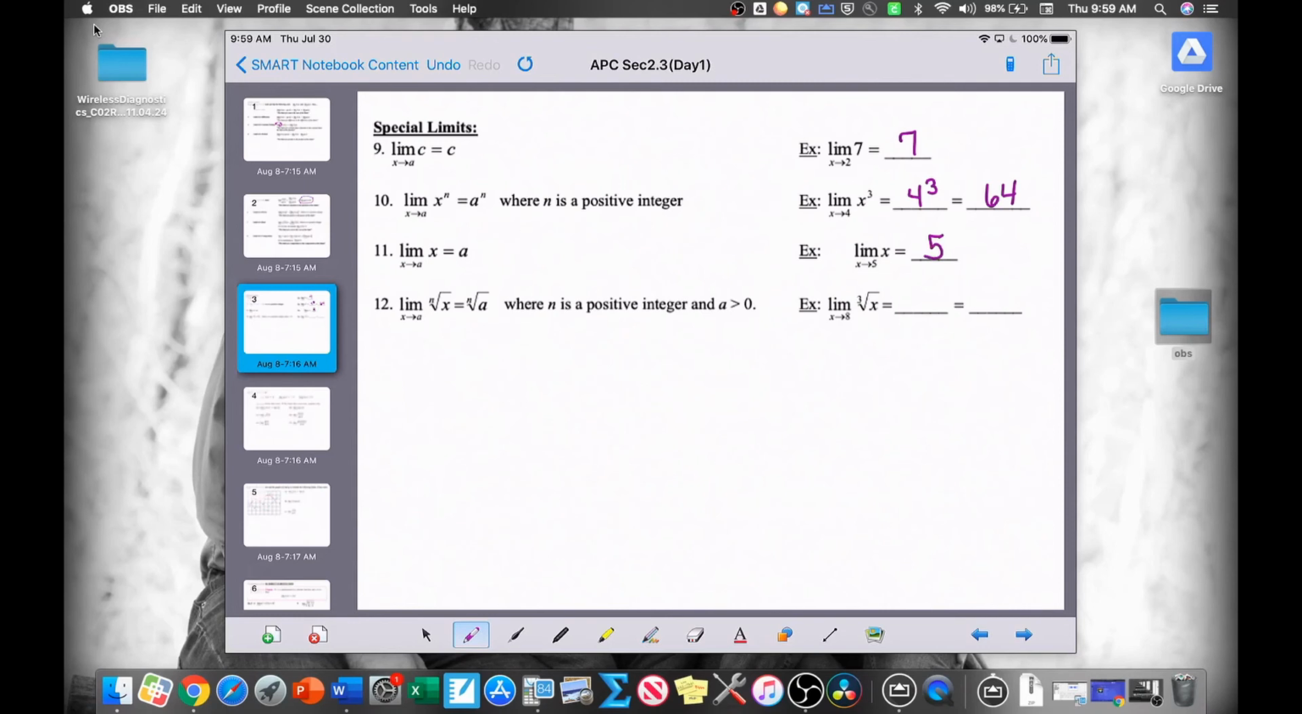And then finally, the limit as x approaches a of the nth root of x is going to be equal to the nth root of a. But it says where n is a positive integer and a is greater than 0. So keep in mind, a is our radicand, and whenever we take a root, we can only take even roots of positive numbers. We can't take even roots of negative numbers. So that's why this rule is just saying that a has to be a number bigger than 0. So the limit as x approaches 8 of the cube root of x is just going to be the cube root of 8, and the cube root of 8 is 2.